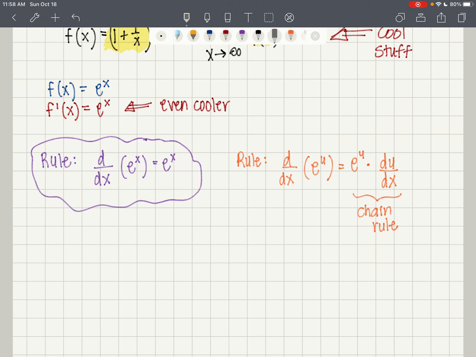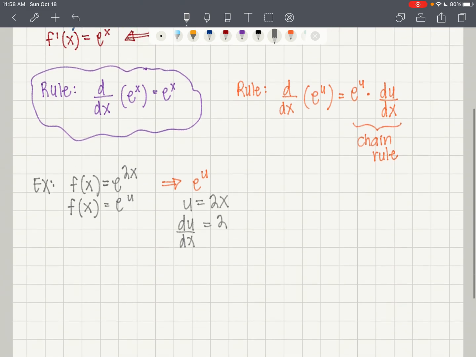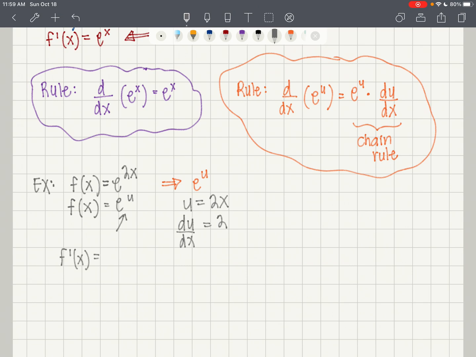So let's get to our first example. Our first example says find the derivative of f of x is equal to e to the 2x. So this right here, we're going to need to use our chain rule. So we're going to need to use e to the u. If we use e to the u, that means that u equals 2x, and du dx is equal to 2. So using our rule here in orange, the derivative of e to the u, f prime of x, is going to equal e to the u times du dx. And e to the u is e to the u, and du dx is 2.